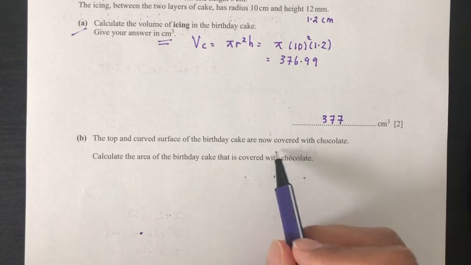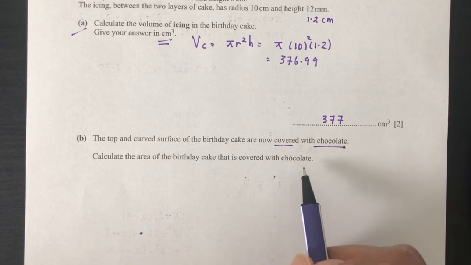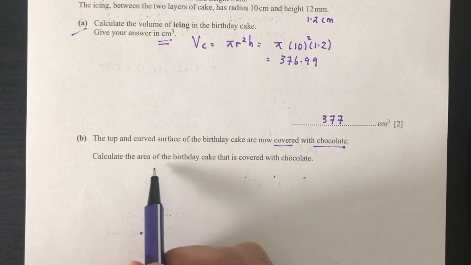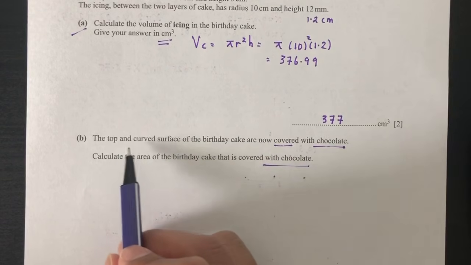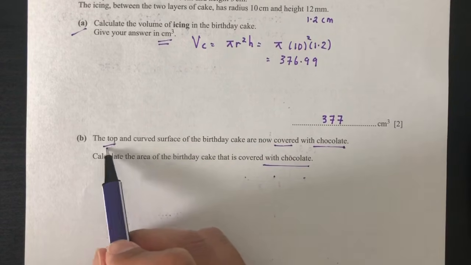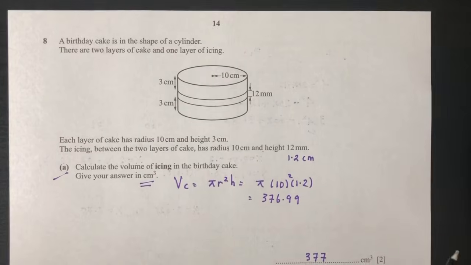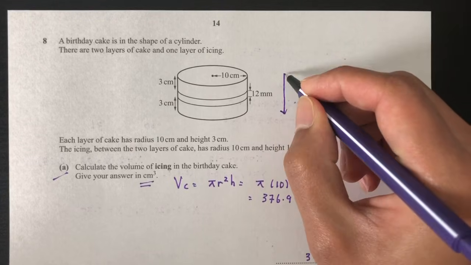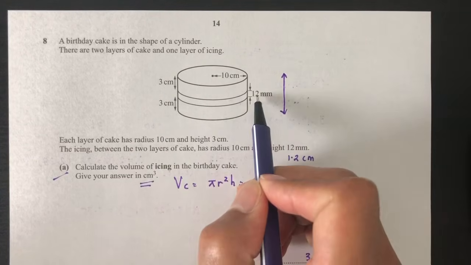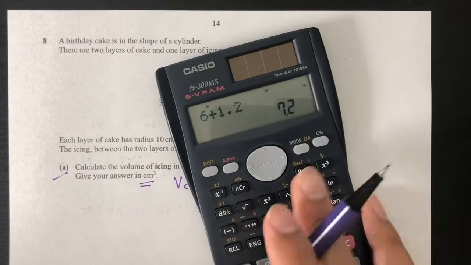Now for part B, it says the top and the curved surface area of the birthday cake are now covered with chocolate. Calculate the area of the birthday cake that is covered with chocolate. So basically only the top and the curved surface area are covered with chocolate. If you look at this, what is the total height? It will be 3 plus 1.2 plus 3. That will be 6 plus 1.2, which is 7.2.